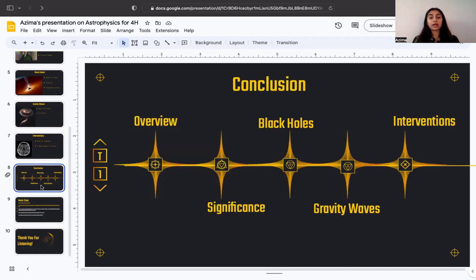In conclusion, I talked about 5 topics: an overview of what astrophysics is, the significance of what astrophysics is applying, black holes, gravitational waves, and interventions.